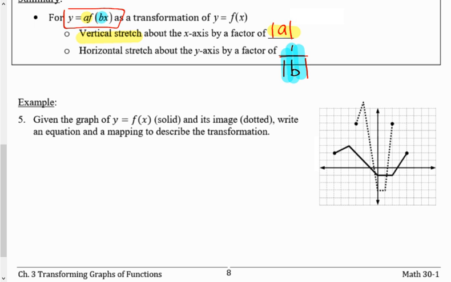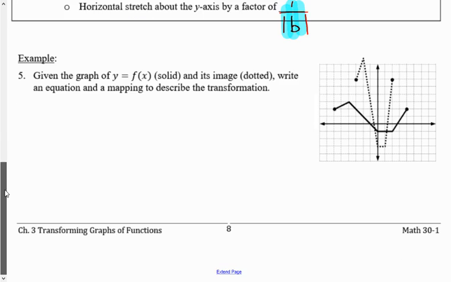So again, the general rule is whenever you have parameters, stretch factors, or translation terms, it does the opposite of what it looks like when it's grouped with a variable. And that's typically with the x's. So let's try this question, number 5.